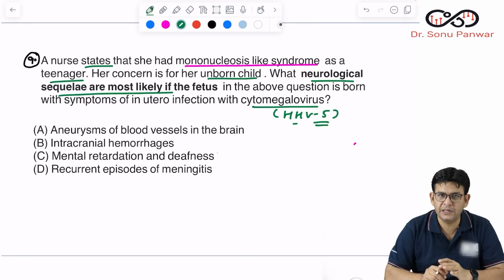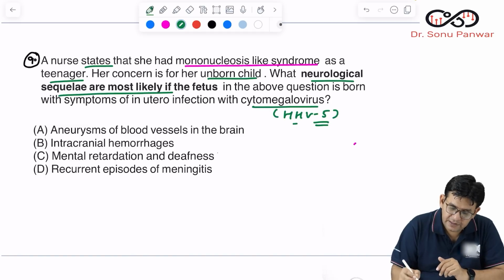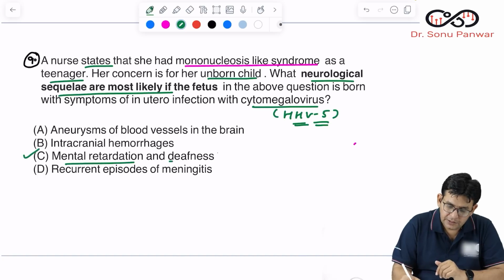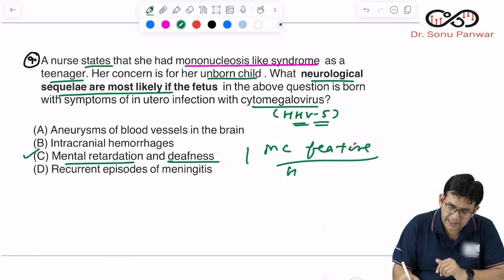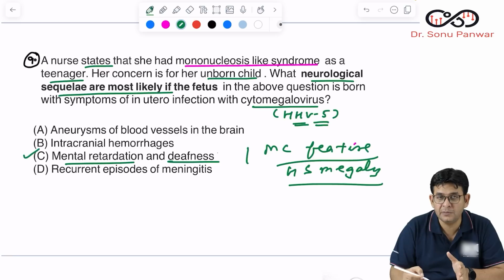Epstein-Barr virus is HHV4, which affects the B cells because CD21, CR2, is present over them. And this cytomegalovirus, HHV5, causes mental retardation and deafness. The most common feature is hepatosplenomegaly. Besides that, the investigation of choice is antigen demonstration by ELISA, and the sample of choice is urine.